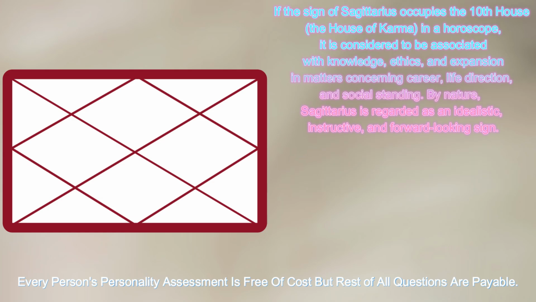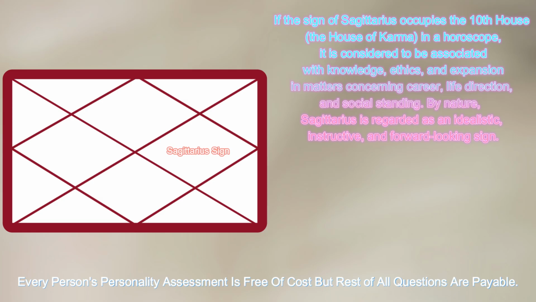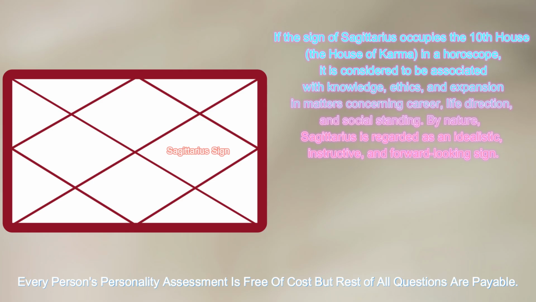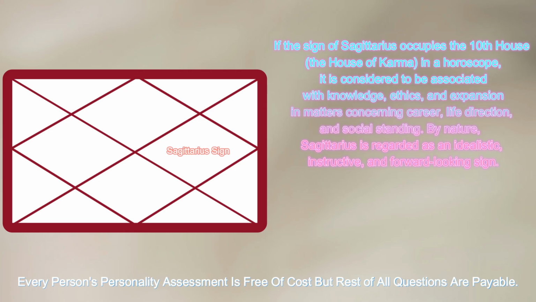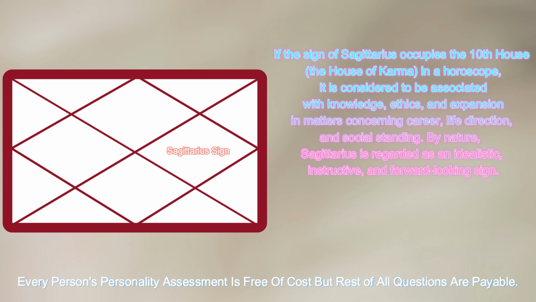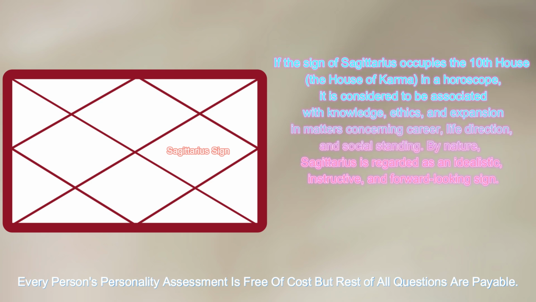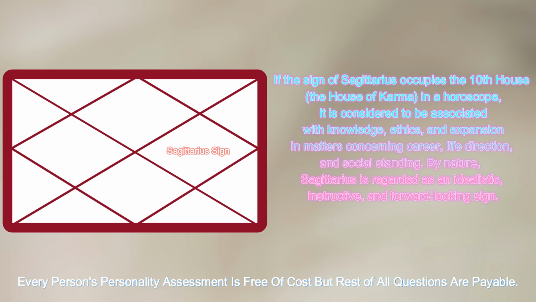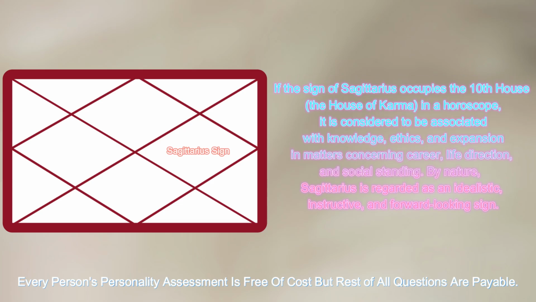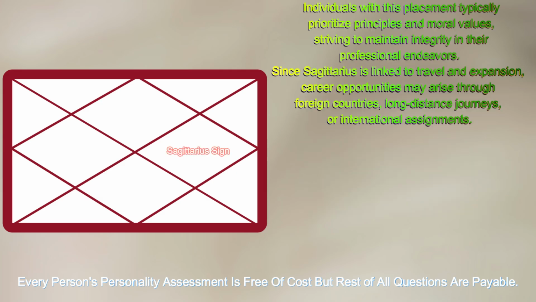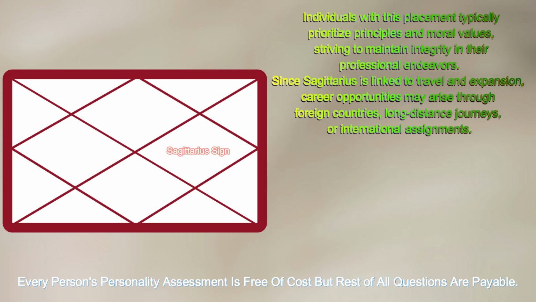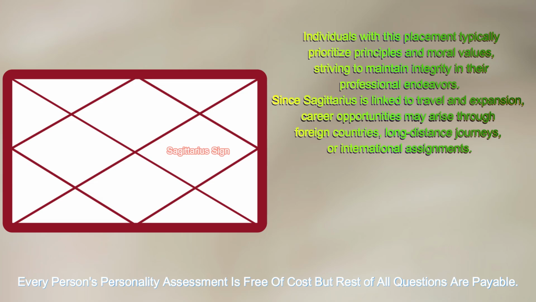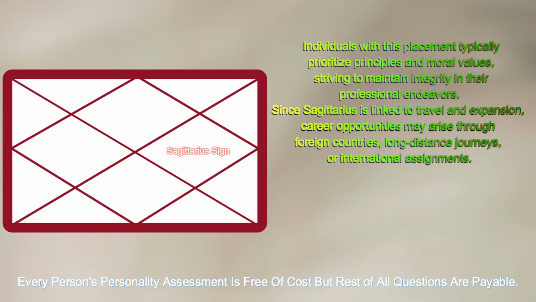If the sign of Sagittarius occupies the 10th house, the house of karma, in a horoscope, it is considered to be associated with knowledge, ethics, and expansion in matters concerning career, life direction, and social standing. By nature, Sagittarius is regarded as an idealistic, instructive, and forward-looking sign. Individuals with this placement typically prioritize principles and moral values, striving to maintain integrity in their professional endeavors.